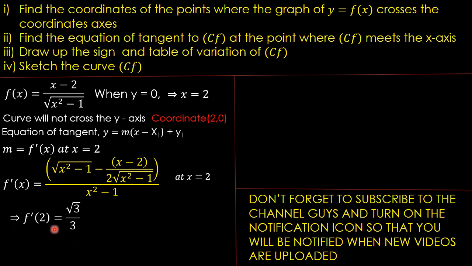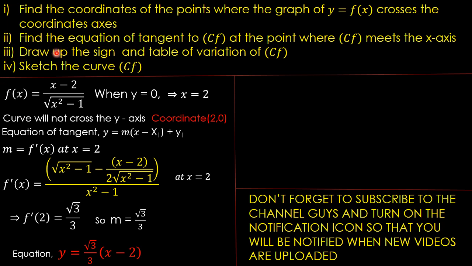So now, if we simply plug in everything, we know that m is that. We are going to have y equals root 3 by 3 into x minus x1. What's our x1? x1 in this case is 2. y1 is 0, that's why everything is blank. So guys, this is the equation of the tangent that we needed to find. Great.